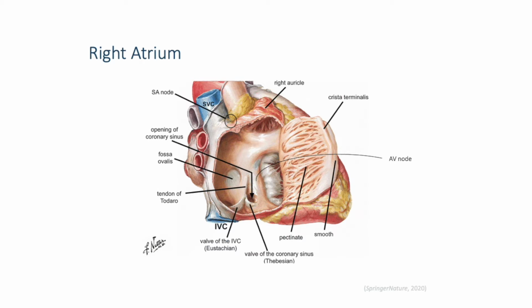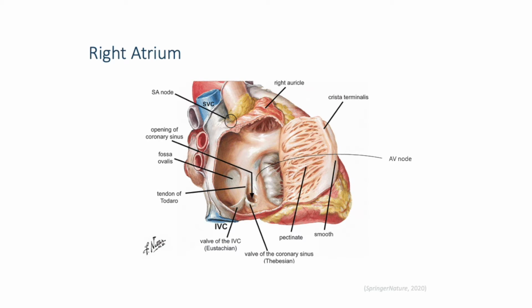If we look at this diagram, we see that the SVC and the IVC bring blood back to the heart from the body. The SVC in particular brings the blood back from the portions of the vasculature that are above the diaphragm, and the IVC brings blood back from everywhere else below the diaphragm.